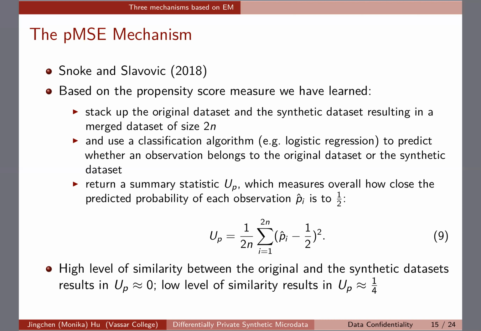So a high level of similarity between the two data sets is going to result in UP being close to 0. And we also talked about if the two data sets are quite different from each other, then it indicates a low level of similarity, and it will be shown as UP being closer to 1/4. We talked about this, I think, last time, or earlier, during those Q&A when each of the groups presented their updates: UP should be bounded above by 1/4, and bounded below by 0. Okay, so the pMSE mechanism, so MSE is mean square error, okay?